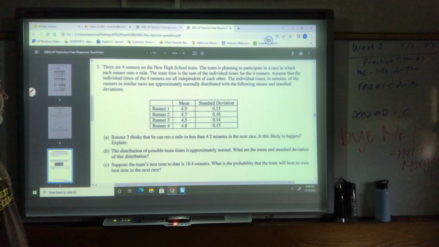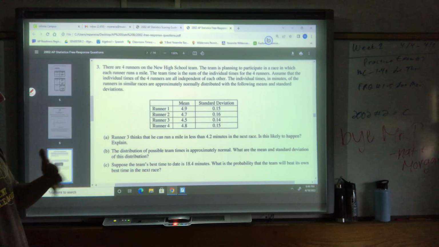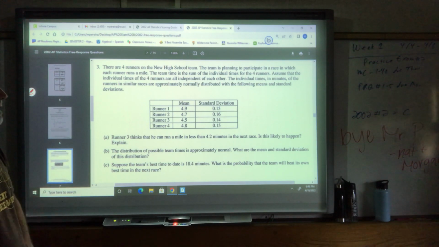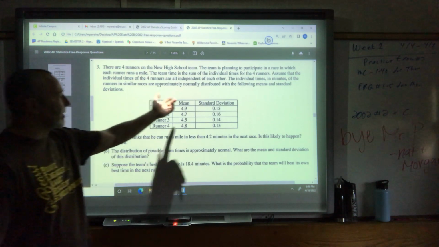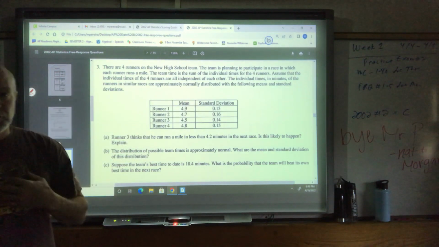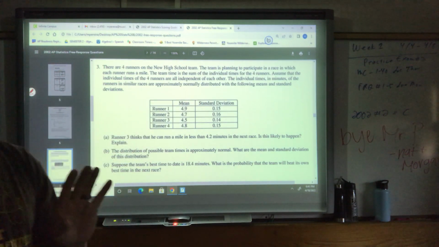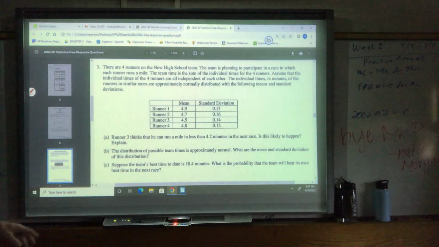Assume the individual times of the 4 runners are independent. That helps us meet our condition. The individual times in minutes of the runners in similar races are approximately normally distributed. We're looking for that. That means I'm going to do normal CDF. It's already normally distributed, so I don't really have to check any conditions here for a group.